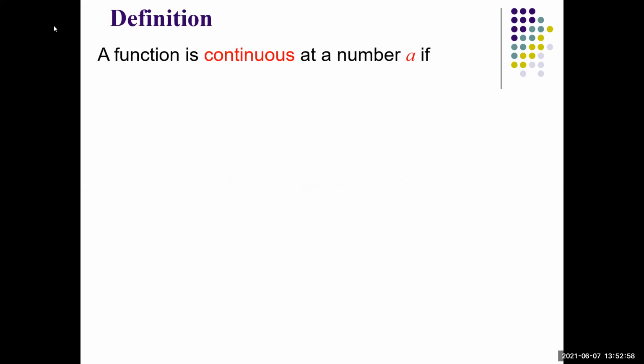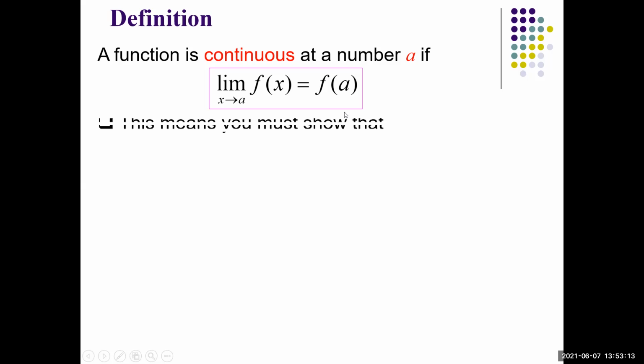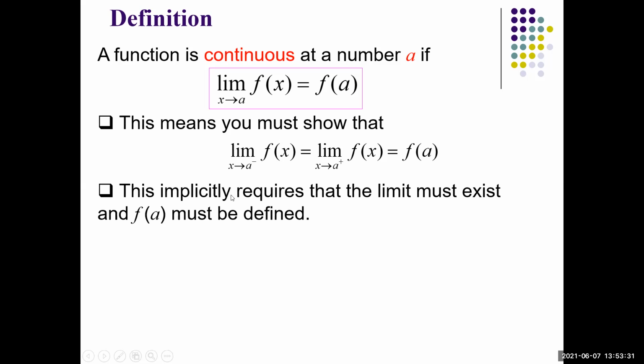So here's a quick definition. A function is continuous at a number a if the limit as x approaches a must equal f of a. Okay, so this means that you must show the limit from the left of the function as x approaches a, and the limit from the right of a, must equal f of a. So this implicitly requires that the limit must exist and f of a must be defined.